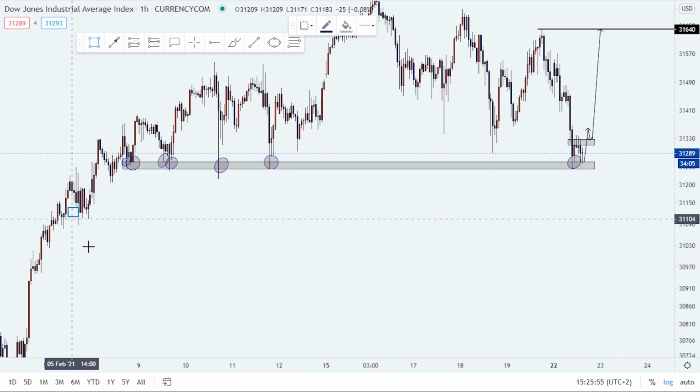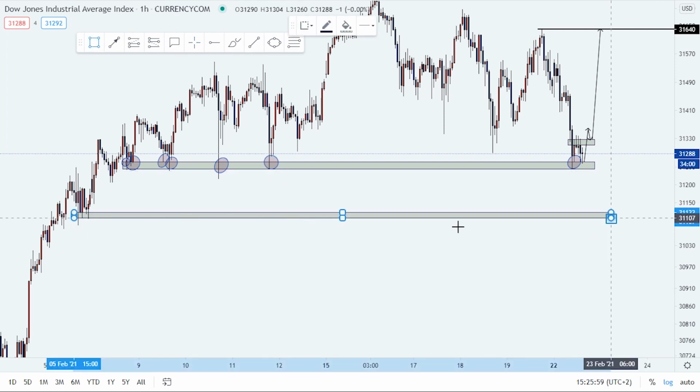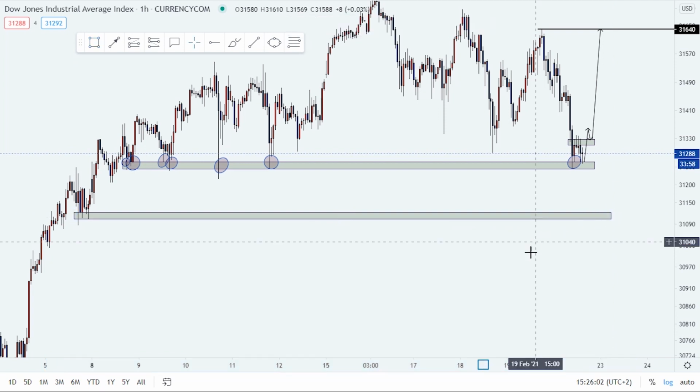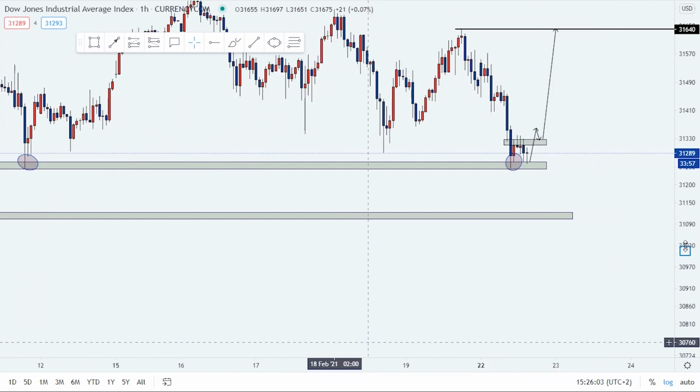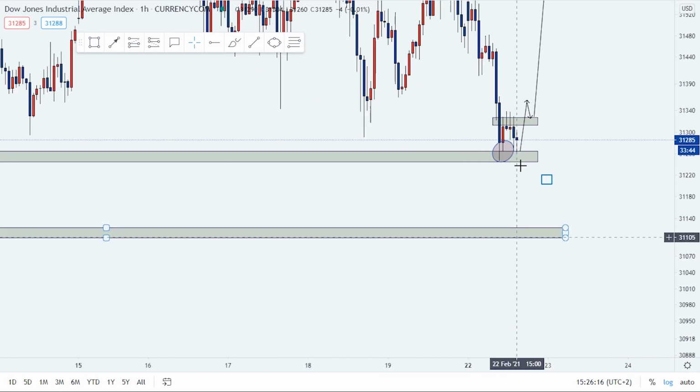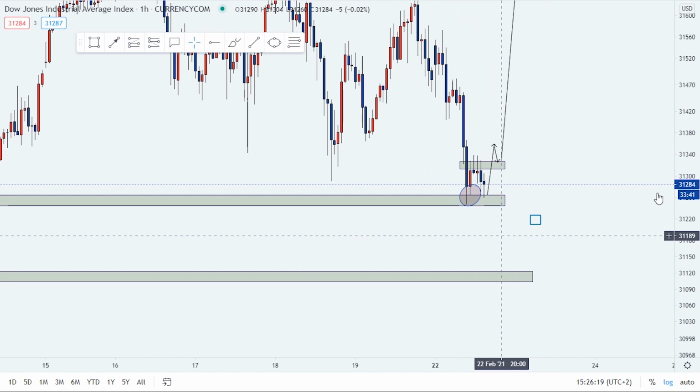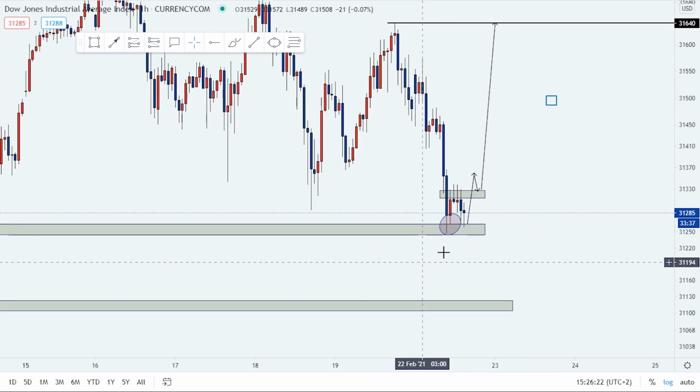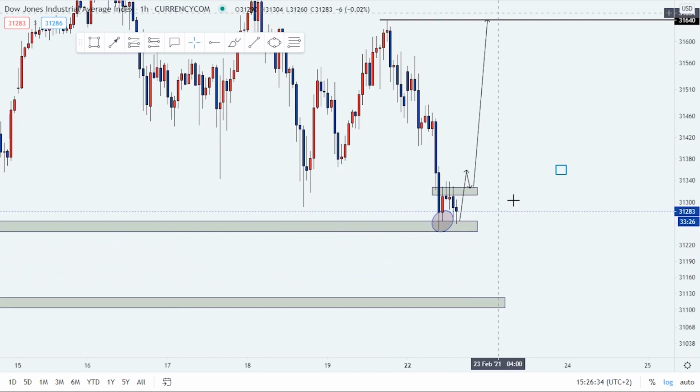So if the market decides to break to the downside and come back for a retest, we'd take a sell from here until these areas here, and from this sell we'll see where the market decides to go. But for now, I personally am looking forward to buying this thing for the coming week.